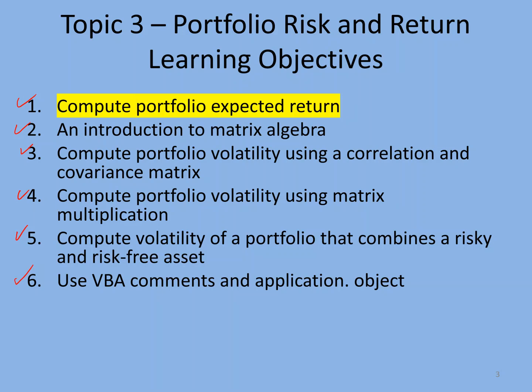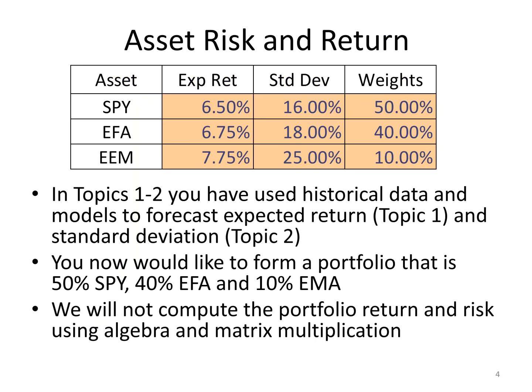So let's get on to section 1, computing the portfolio expected return. In this case, I have some expected returns and standard deviations and weights of 3 assets. I have SPY, an ETF that tracks the S&P 500, roughly the 500 largest companies in the US. I have EFA, which is a global fund of equities, and what that includes are developed markets excluding North America. And then EEM is an ETF that tracks the emerging market index, that's developing economy stock markets.